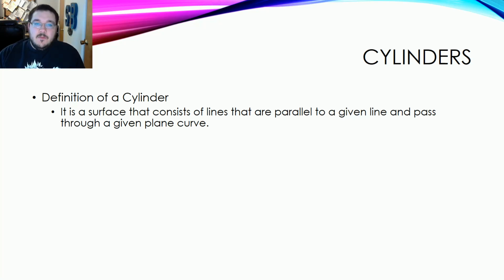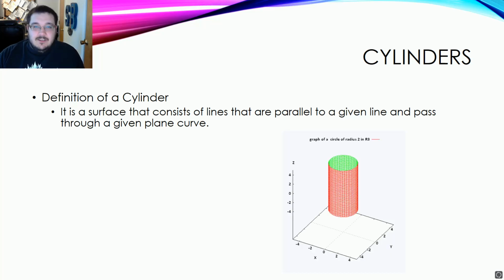So the plane curve can be just about anything. You do know the basic cylinder. It goes around in a circle. All the lines that are going up and down are parallel with each other. In this situation, they'd be parallel with the z-axis. So every single line going straight up and down is parallel. If you start going other directions, it gets messy, but all these straight lines are parallel to a given line.